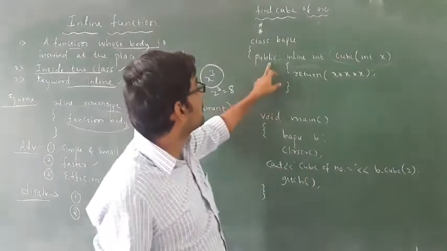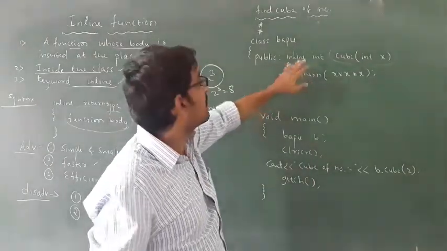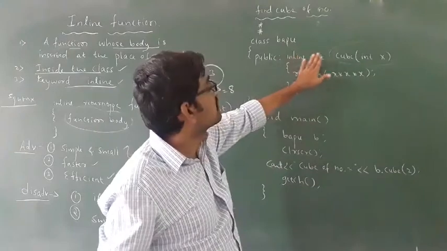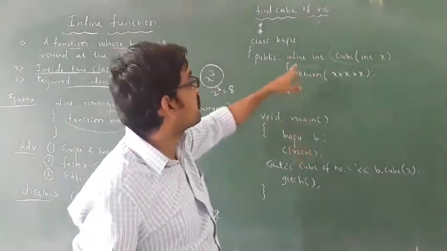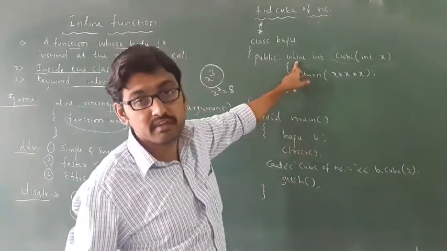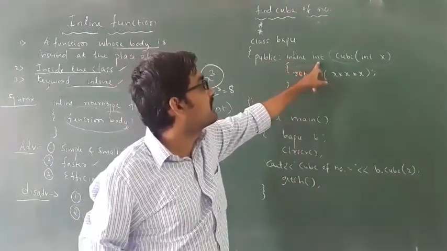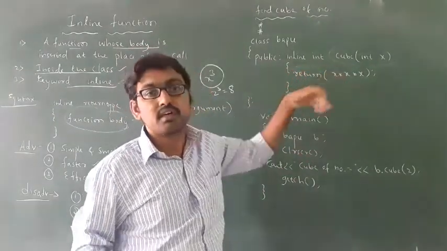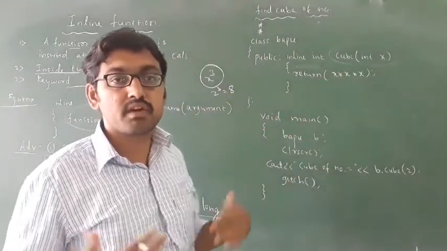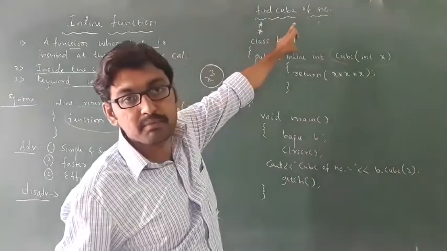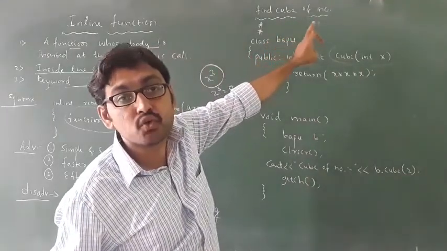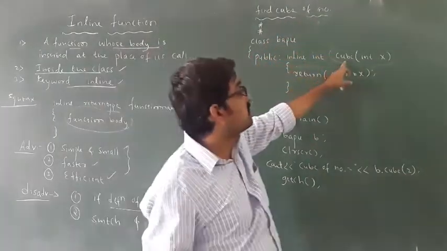See, in public I am writing. Normally you write int cube like this, but I am using an inline function, that's why you have to use the keyword inline. Inline, then int cube is a member function. You can take your own name also, no problem. I am taking cube because the program is to find the cube of a number. Cube is the function name.